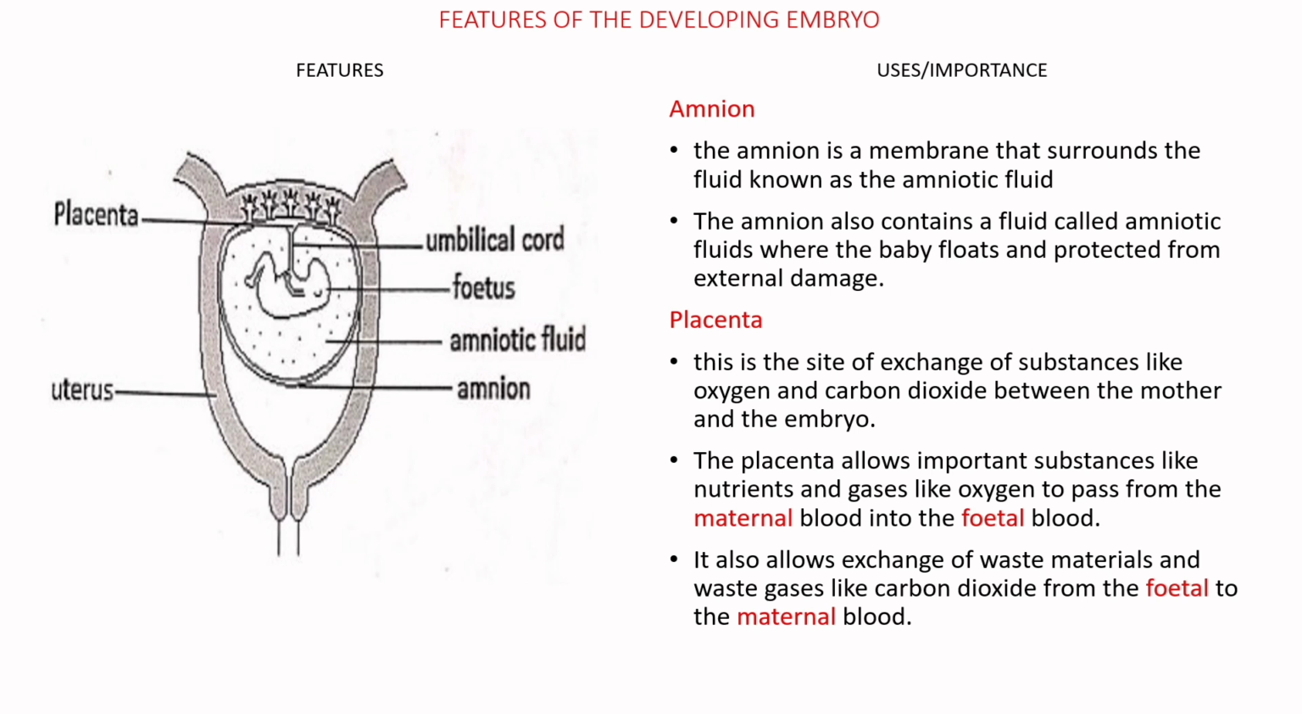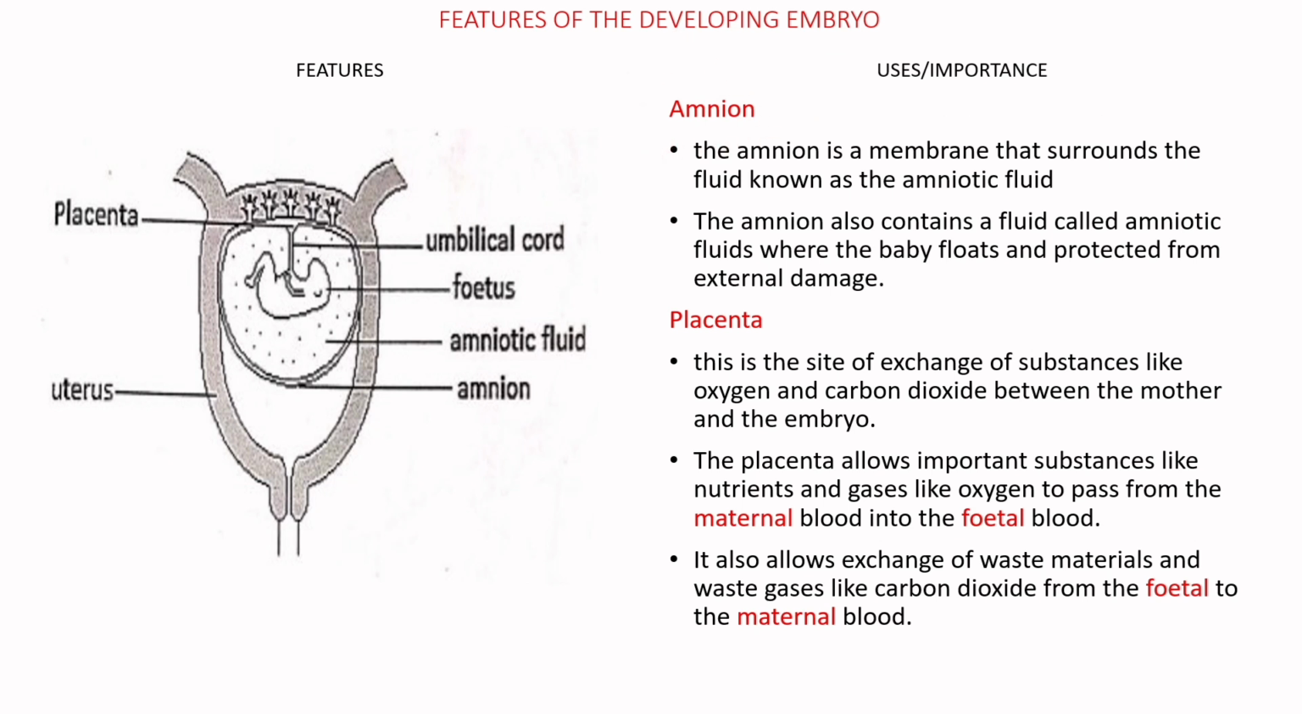In this unit we are looking at the features of a developing embryo. On the left side of this slide we can see the diagram with parts like the umbilical cord, the fetus, the uterus, the placenta, and so on. On the right side, we have the uses, or the importance, of these parts of a developing embryo. We start with the amnion.